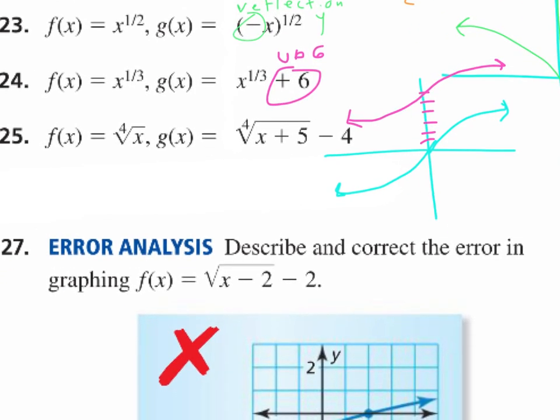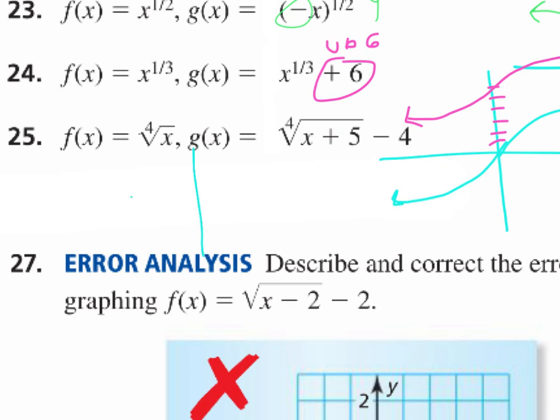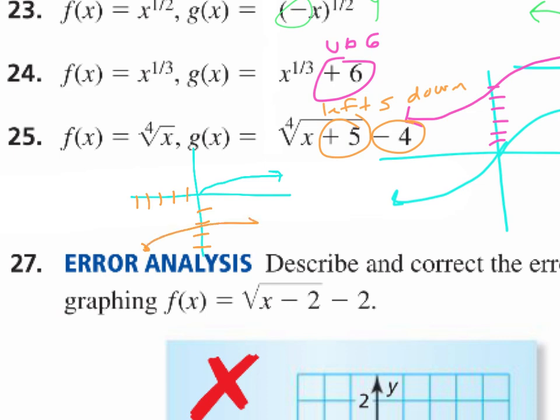Alright, and last one we have the fourth root. We said the fourth root looks just like the square root, but just a little bit flatter. So what does the plus 5 tell us on the inside? It goes left 5. And then minus 4. Down 4. So we go to the left 5, down 4. Put our point there. That's our graph.